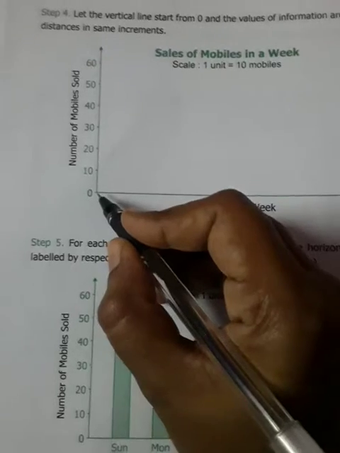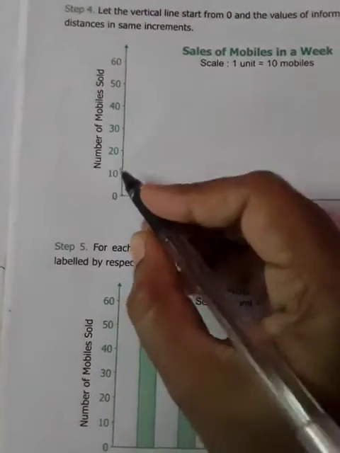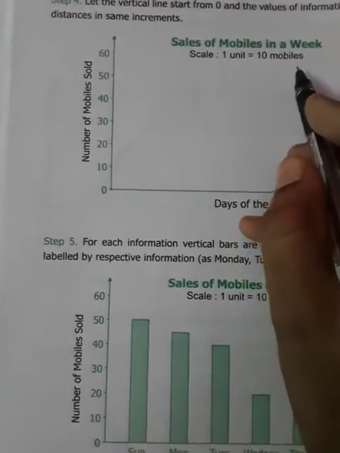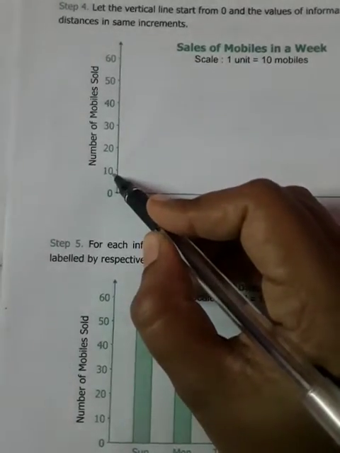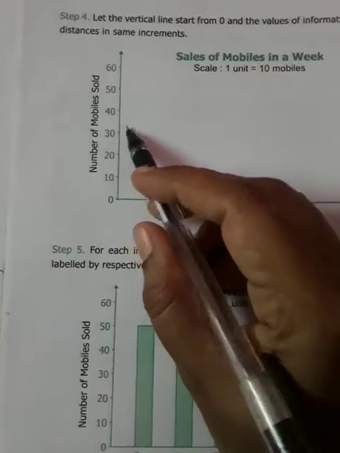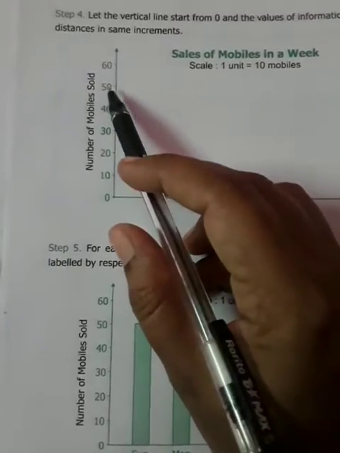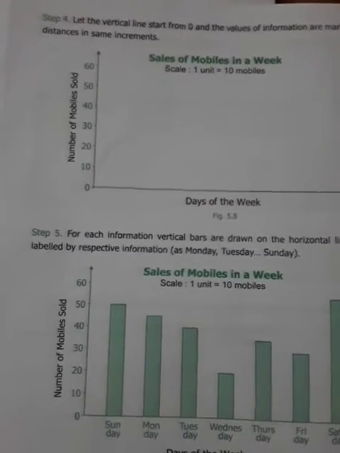After that, whenever you are drawing a bar graph, you must start with 0. So here we have a 0. After that, we have taken 10 mobiles. 1 unit is equal to 10 mobiles. So let's start writing from 10. 10, after that 10 plus 10, 20. 20 plus 10, 30. 30 plus 10, 40. 40 plus 10, 50. 50 plus 10 is equal to 60. You can write up to 100, that is your wish. Now you understood.